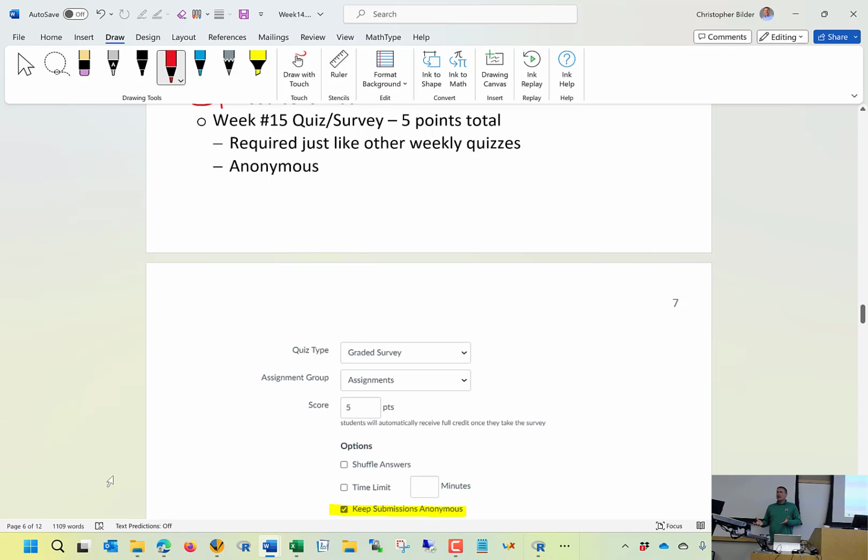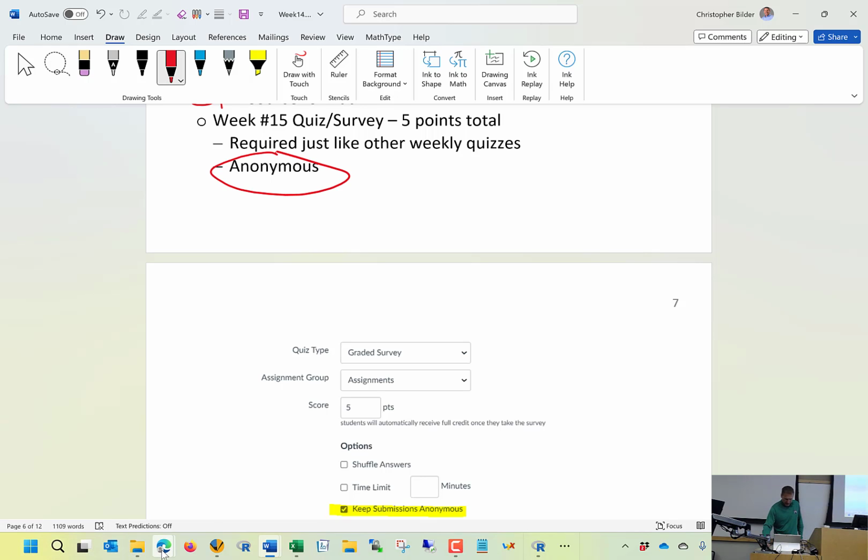Now, there's also a second course evaluation that I want you to do. This is a course evaluation that I come up with myself, and it is used in place of our normal week number 15 quiz. This is something you're required to do. I'll show you the questions on it shortly. Please note that it is anonymous.